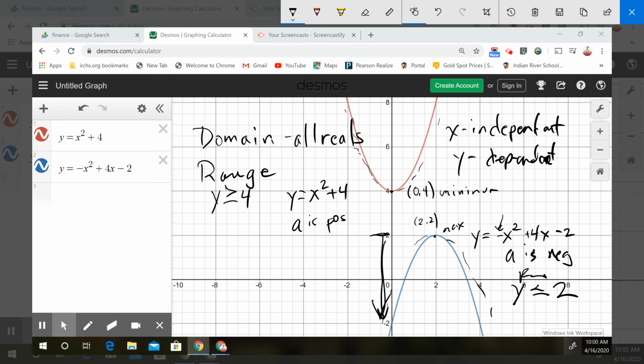So to sum it up, really, we can actually say for range, we're going to separate this. When A is greater than 0 or positive, then it's going to be y is greater than or equal to a value. And when A is less than 0 or negative, it's going to be y is less than or equal to a value. So that is a shortcut for seeing that A determines what the range is as far as whether it's a greater than or it's a less than.